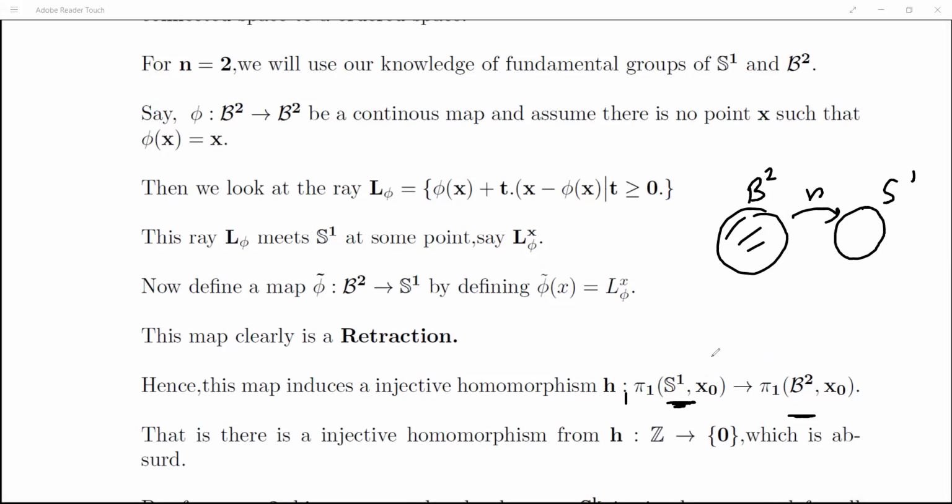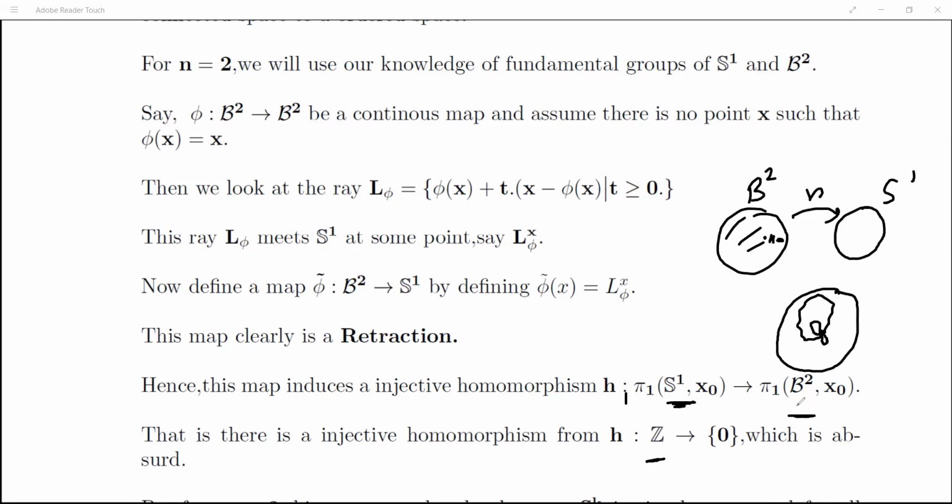But what is pi1 of S1 based at any point, say x0? That is just the integers. The fundamental group of the circle is basically the integers. And what is the fundamental group of B2 based at a point, say x0? Just by observation, that is just a trivial group, right? Pictorially, that is also very obvious. Whatever loop you have, you can just shrink the loop to a point.